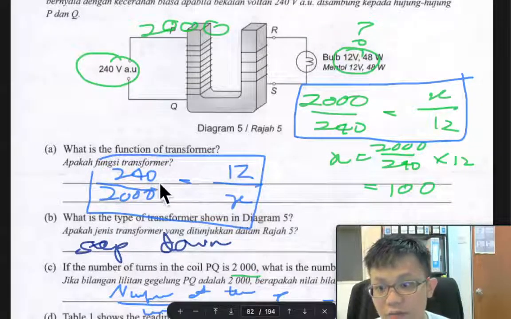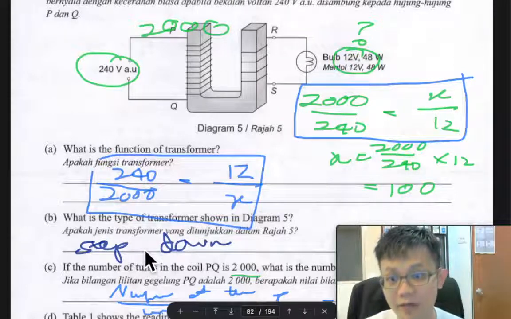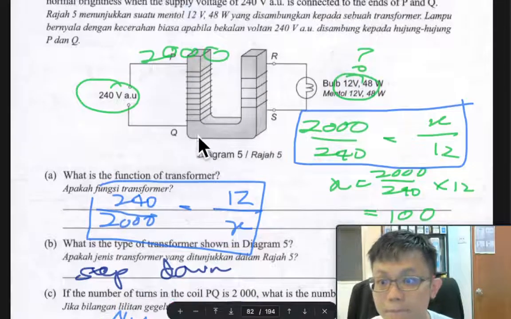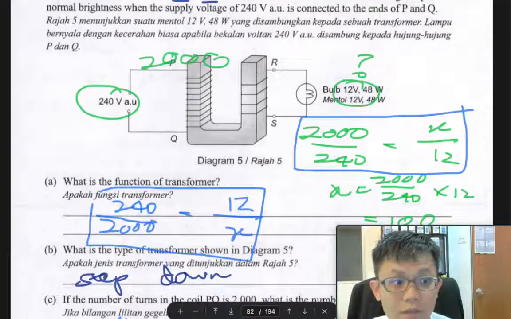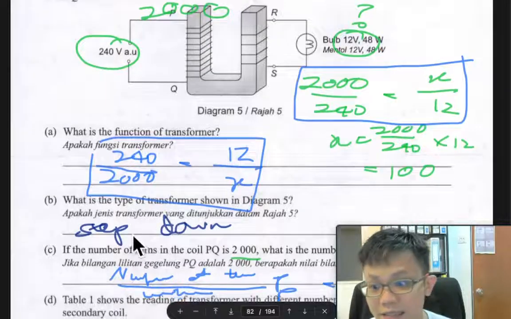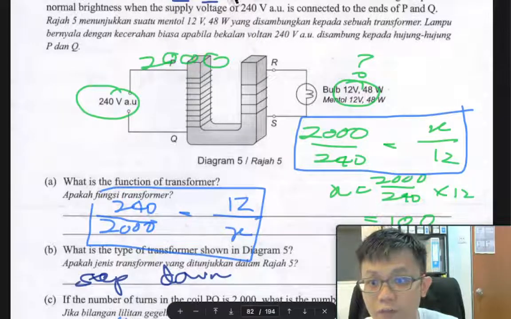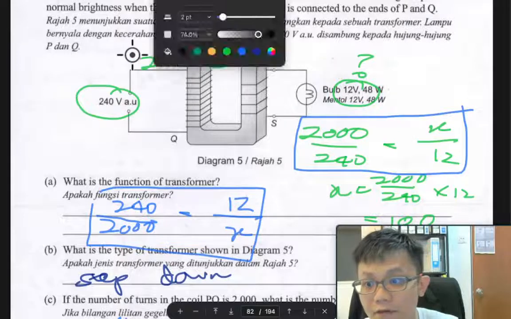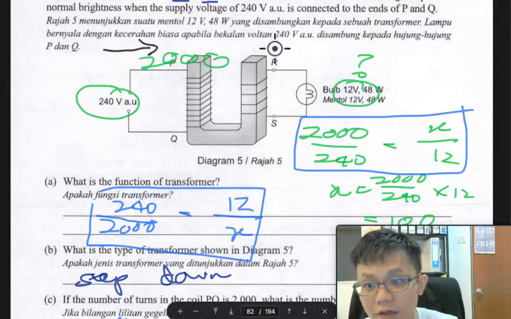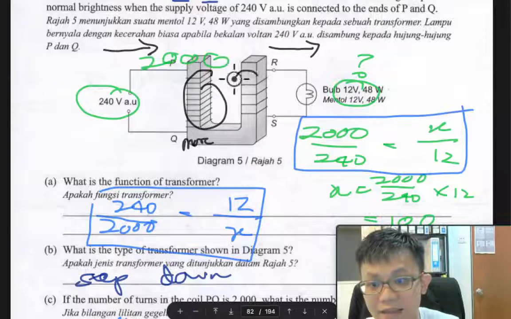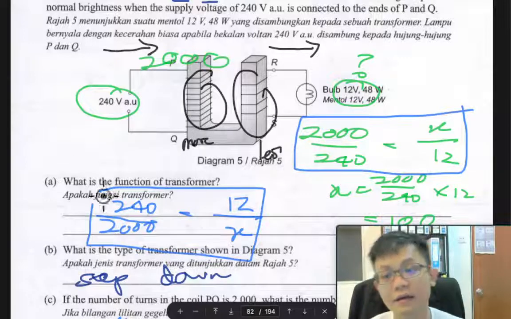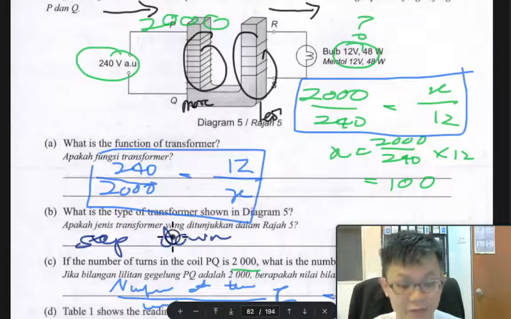What kind of transformer is this? Why is the transformer a step down? Because we can see the voltage comes from here to here. You can see here is more, here is less. So it will be a step down, more to less, so it is a step down transformer.